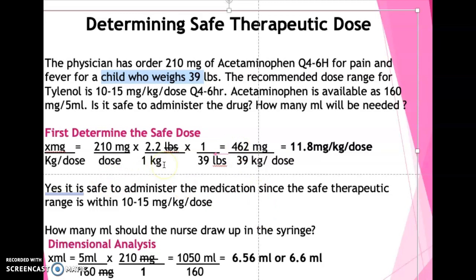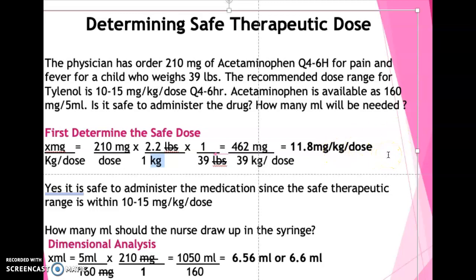Pounds cancel out with pounds, right? And now we have 210 milligrams times 2.2, which gives us 462 milligrams. In the bottom, we're left with kilograms per dose. So 39 goes into 462, giving 11.8 milligrams per kilogram per dose.